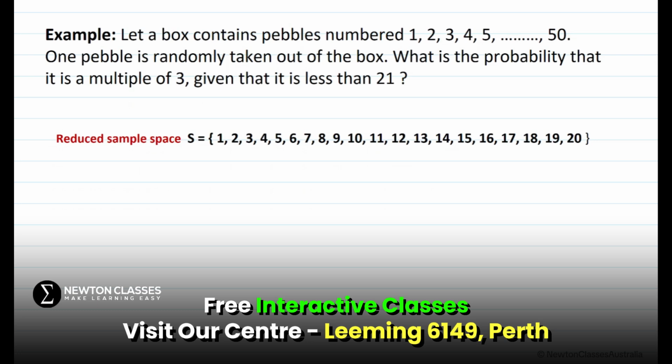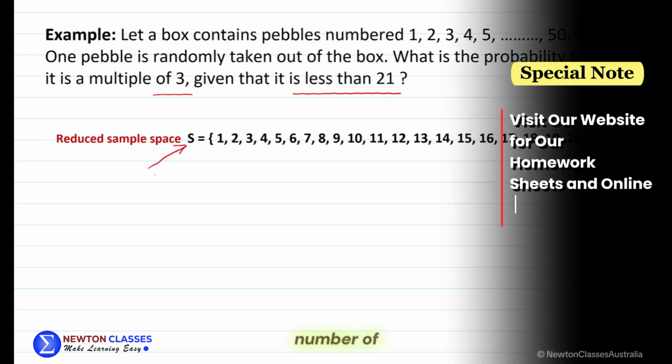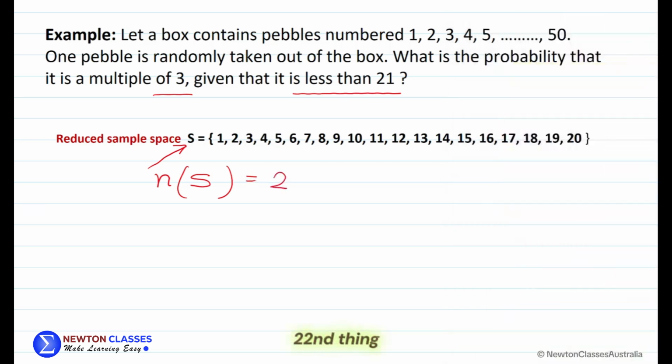There is a box which contains 50 pebbles, numbered from 1 to 50, and we are picking one pebble randomly such that it is a multiple of 3, given that it is less than 21. So there are two things given here: the pebble I am picking should be less than 21 and it has to be a multiple of 3. Let us represent the total sample space, which is less than 21, by a set S. So the number of pebbles in S is 20.